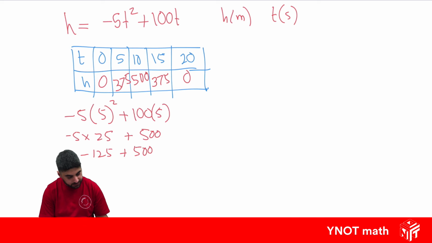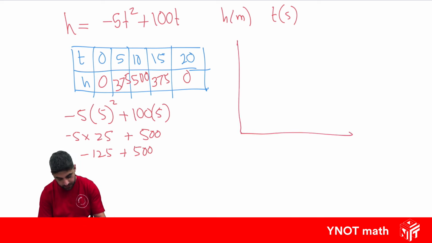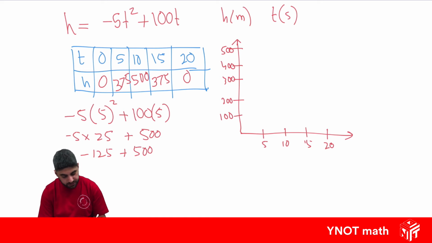So what does this all look like? Let's plot it out and have a look. Let's go 100, 200, 300, 400, and 500, and let's go 0, 5, 10, 15, 20. Let's do some plotting. So we've got 0, 0, which is over there. We've got 5, 375, which might be about there.